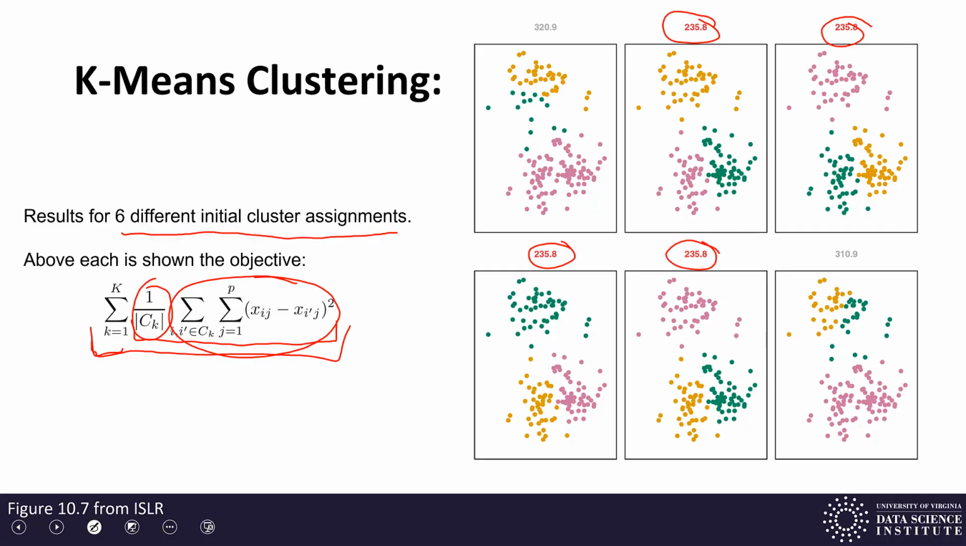235.8. 4 of these 6 times we get 235.8. Basically the same assignment. The colors may vary which class gets which color, but basically the same clustering. And then there's 2 where we didn't get what seems to be maybe an optimal clustering, an optimal value for this objective function. So going through the k-means clustering process will reduce that objective function, but it might not always wind up at the minimum. So we're not guaranteed to hit the best possible clustering.